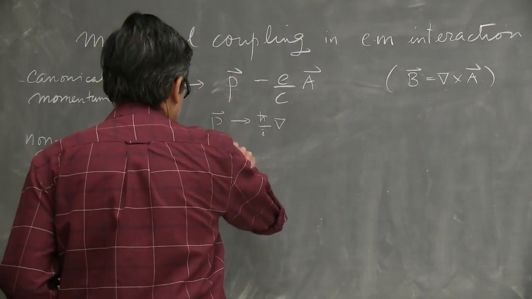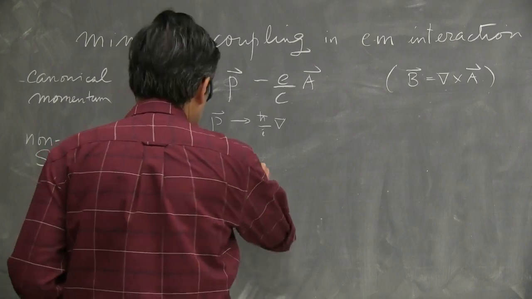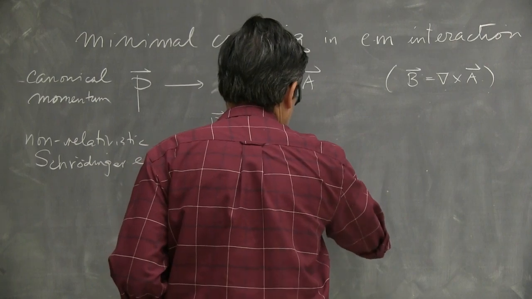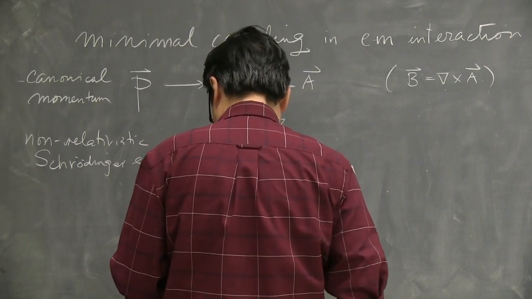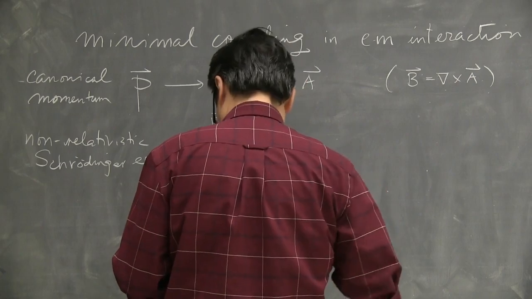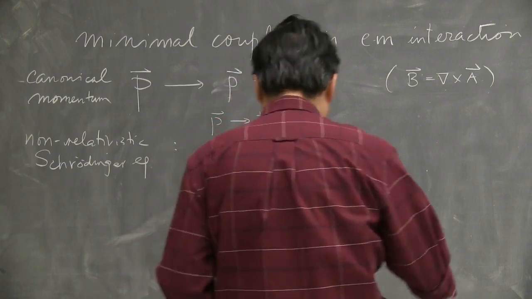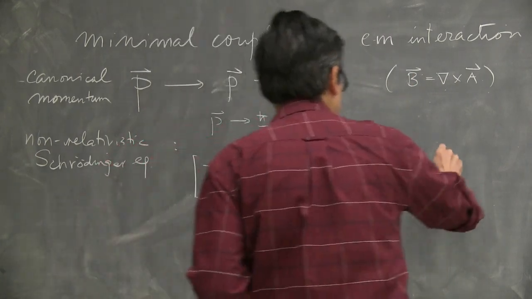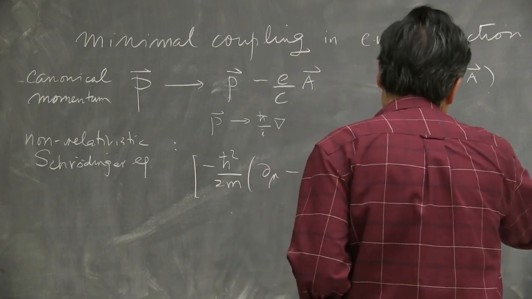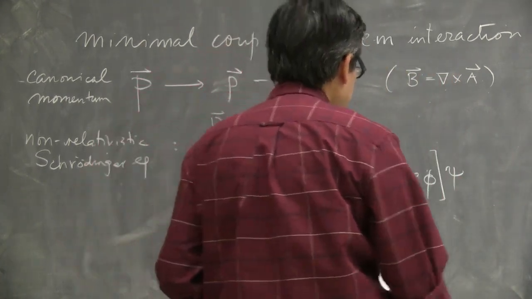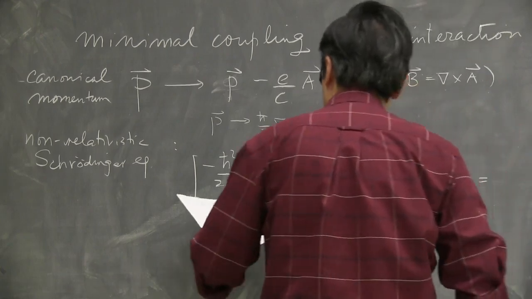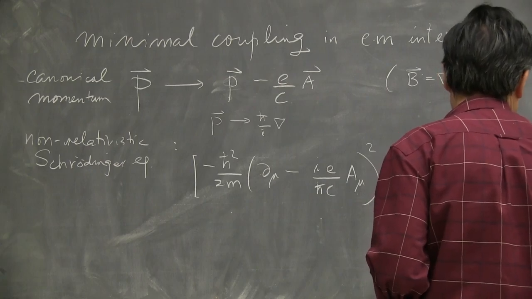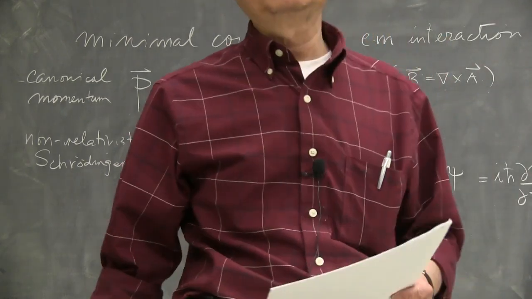And then the relativistic wave equation becomes something like this. I'm sorry, the non-relativistic wave equation becomes something like this. i e over h bar c A_mu, squared, plus e phi, where phi is the electrostatic potential, this differential operator operating on psi, which is the wave function of the electron. m, of course, is the mass of the electron, and so on and so forth. And this is the time-dependent Schrödinger equation, so to speak.